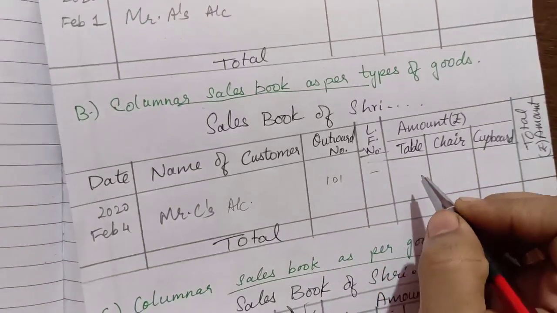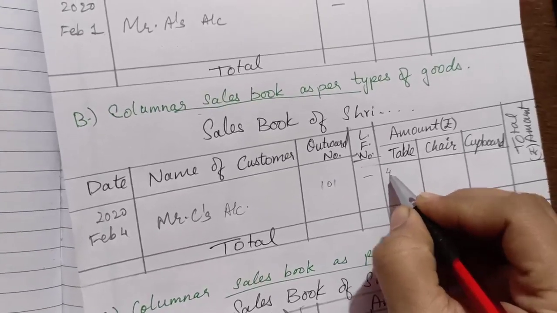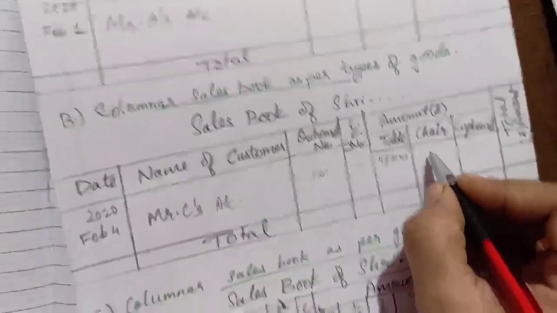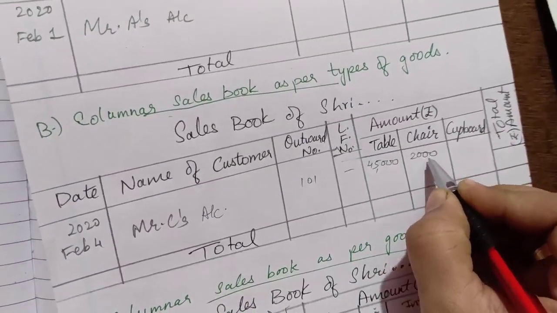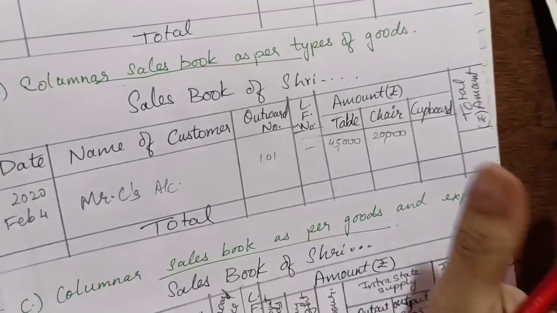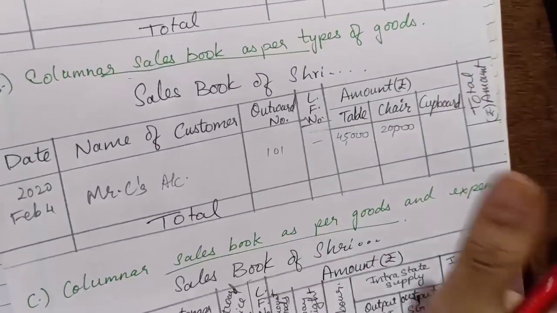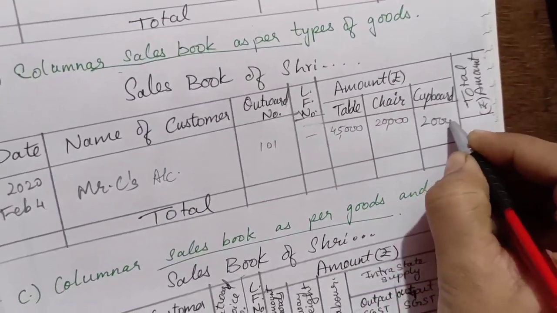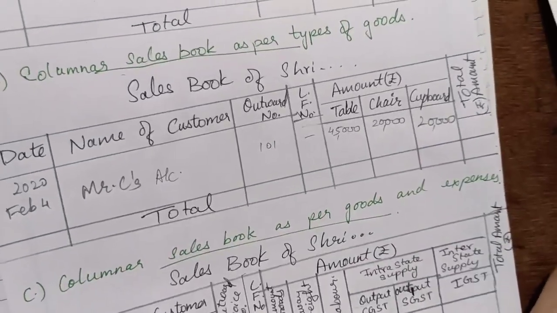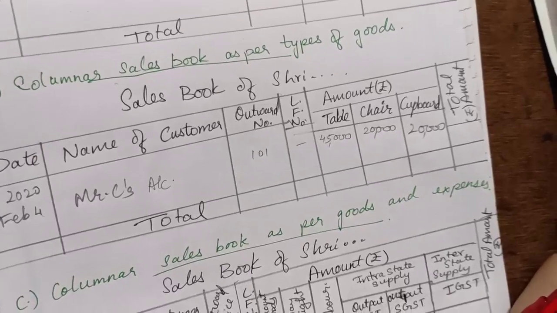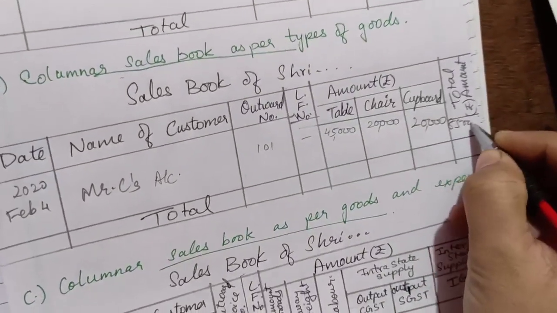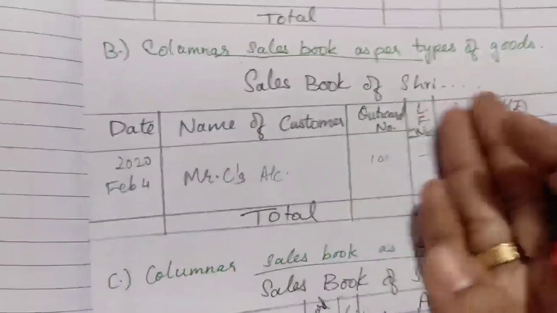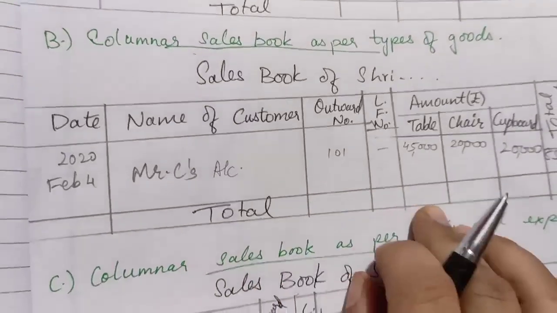So worth rupees 9,000 each means 45,000 worth of tables. Chairs also, 5 chairs of 4,000 each means 20,000. Then cupboards, 10 pieces at 2,000 per piece, so the amount of cupboards will also be 20,000. So the total of this sale will be 85,000. After recording all the sales in Mr. C's book, we'll do the total.